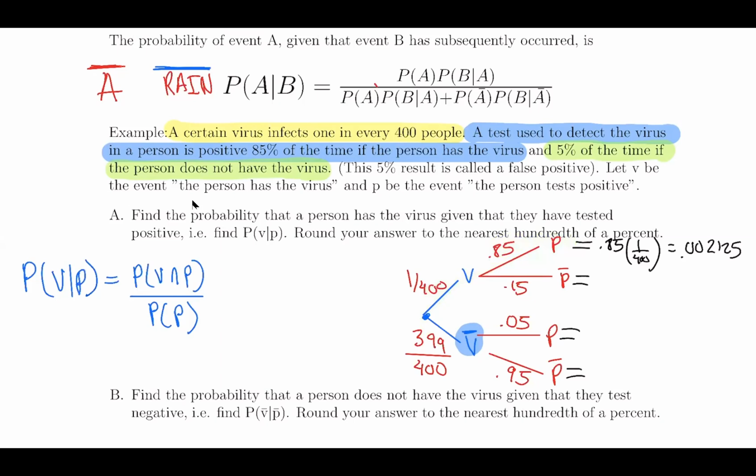Now I want to get the second branch. They have a virus, but they tested negative. So now you're going to do 0.15 times 1 out of 400. So 0.15 times 1 out of 400, and you should get 0.000375. Any question in regard to those two probabilities?